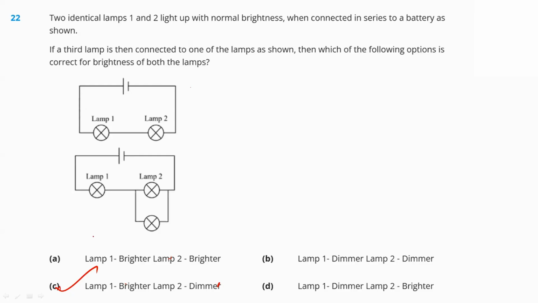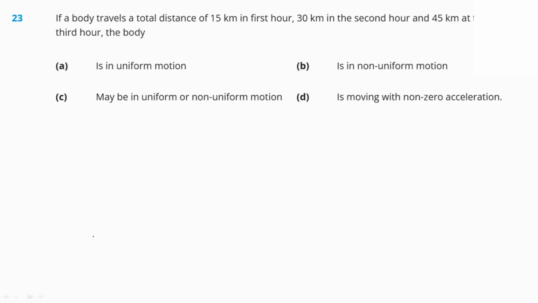Next question. If a body travels a total distance of 15 km in the first hour, 30 km in the second hour, and 45 km in the third hour, then what kind of motion is the body showing? It is showing first 15 km, then after the first hour, again 15 more kilometers, and in the third hour 15 more kilometers. So it's showing uniform motion, isn't it? So option A is our right answer.